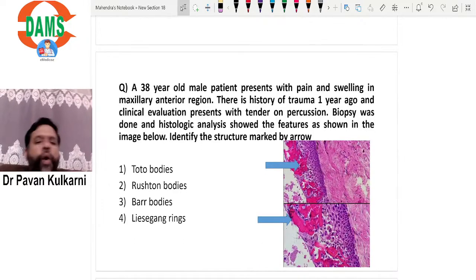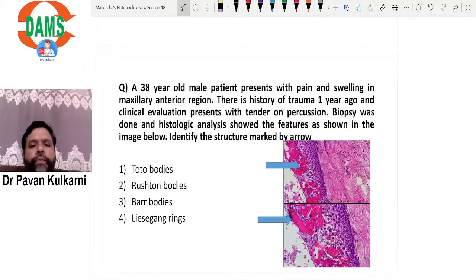A 38-year-old patient presents with pain and swelling in the maxillary anterior region. There is history of trauma 1 year ago. On percussion, there is tenderness. When you percuss the tooth, there is tenderness. Biopsy was done, and the biopsy shows the following histological image. You have to identify the marked structure.